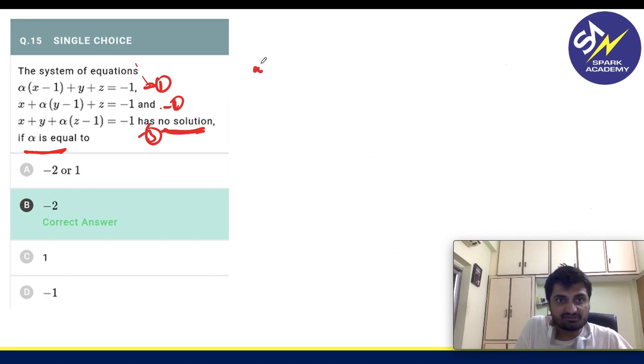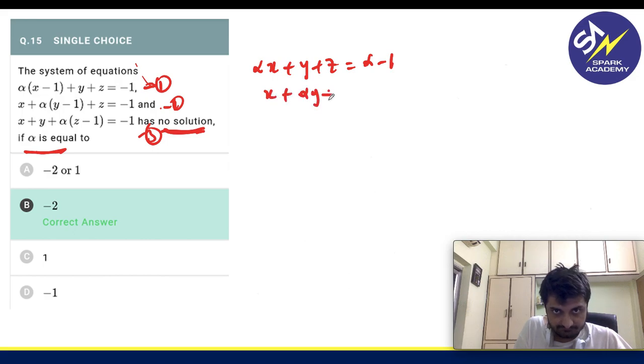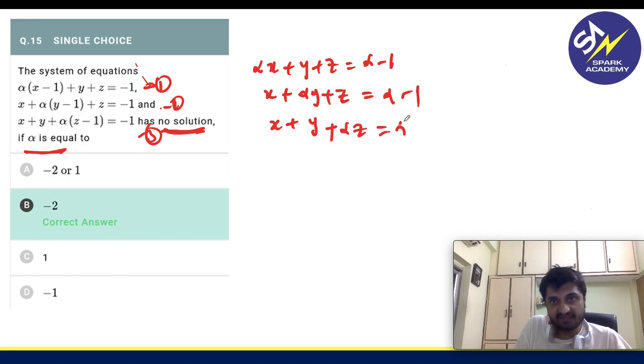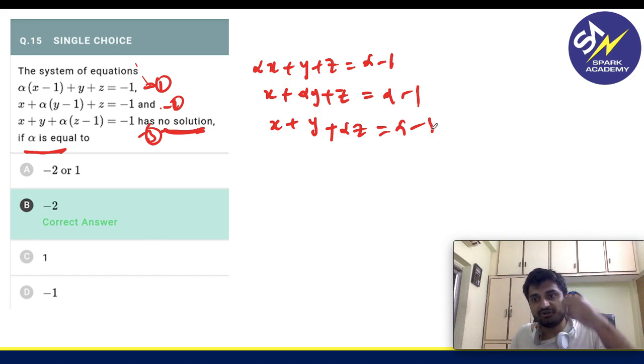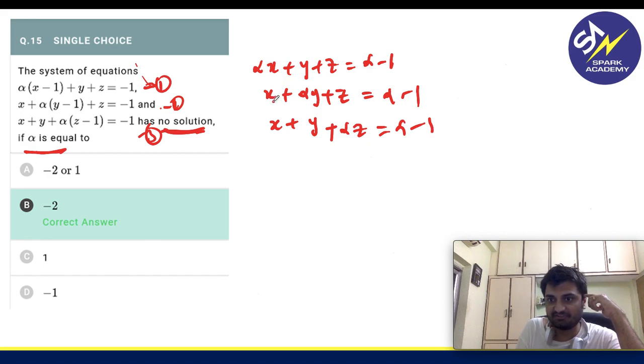So what is the first equation? Basically alpha x plus y plus z equals alpha minus 1. This is what you have. The second equation is what? x plus alpha y plus z equals alpha minus 1 again. This is x plus y plus alpha z equals again alpha minus 1, guys. Now what should I eliminate? Which is easier to eliminate? x is easier to eliminate, right?